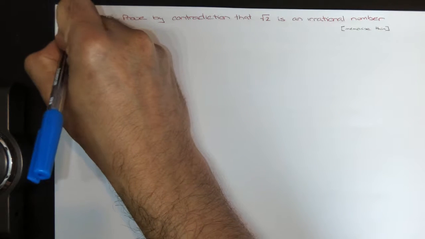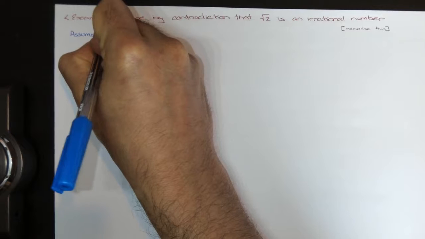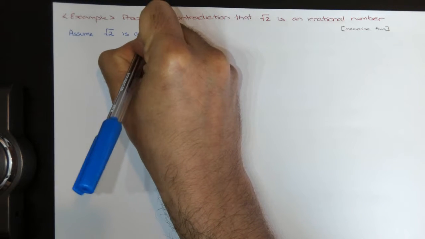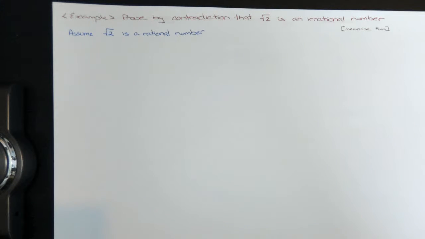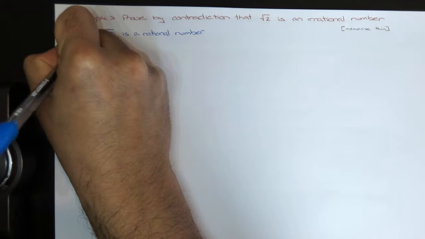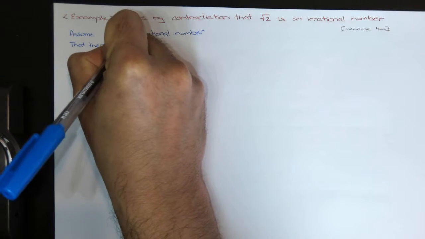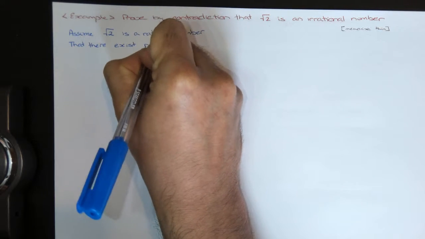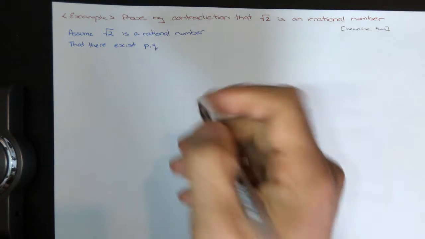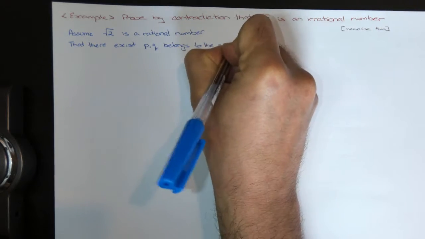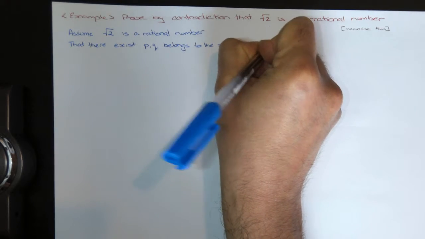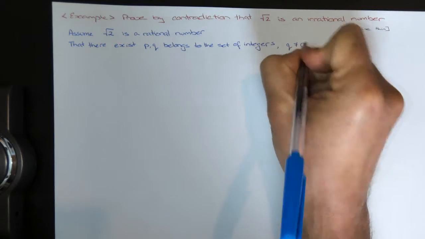So we're going to assume that the square root of 2 is a rational number. Okay, so by contradiction, the direct opposite. So we're going to assume that root 2 is a rational number. So that means that there exists P and Q, some numbers P and Q, which belongs to the set of integers. Q can't be 0, and I'll explain why.